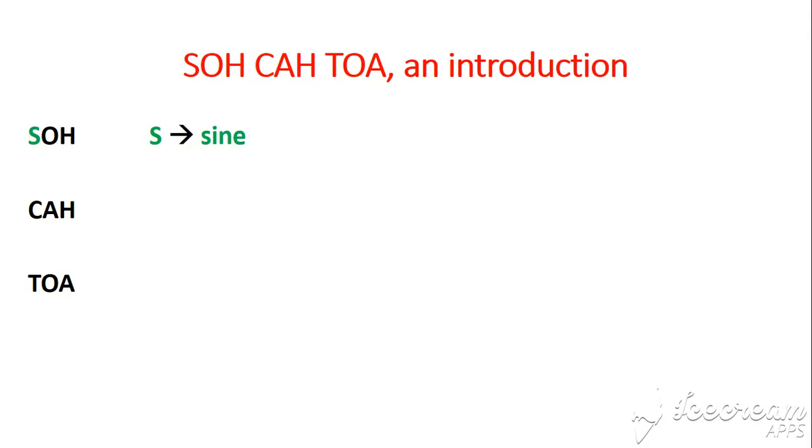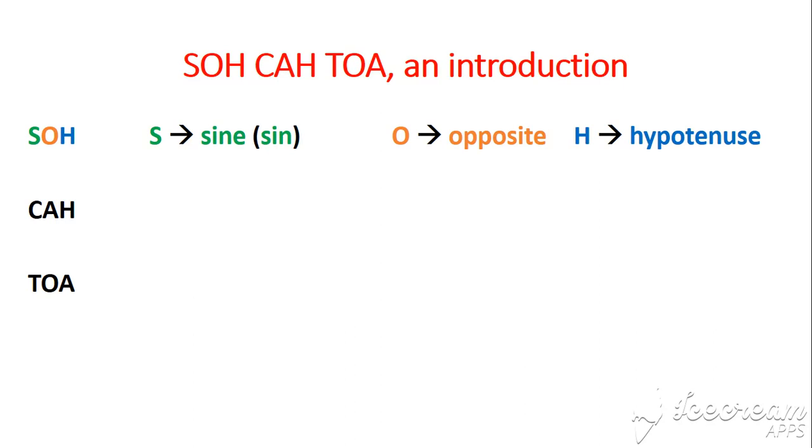Let's start with SOH. The S represents a word called sine, S-I-N-E, sine. On the calculator, we get lazy and abbreviate it to S-I-N. It's not pronounced sin, it's pronounced sine. Now, the O represents the opposite side. We just spoke about three sides of a triangle, and the opposite is one of the sides. And the H represents the hypotenuse side. So if we're ever using the SOH rule, we need to use the opposite and the hypotenuse side.